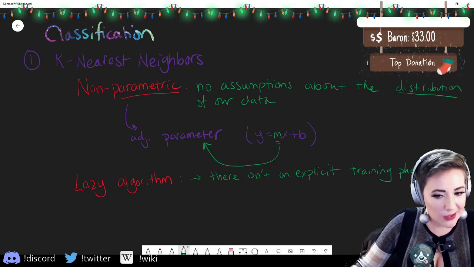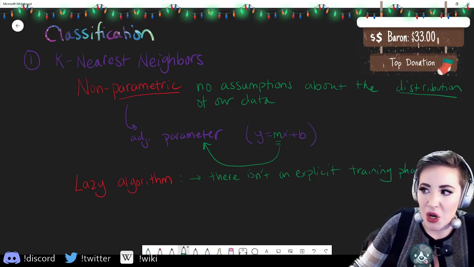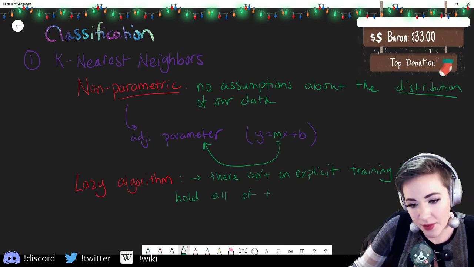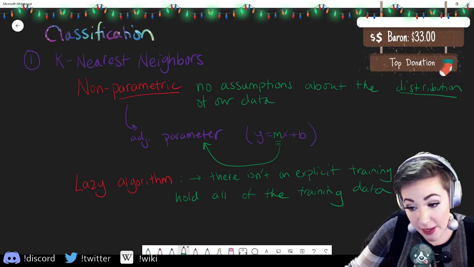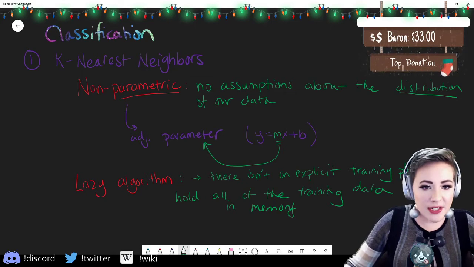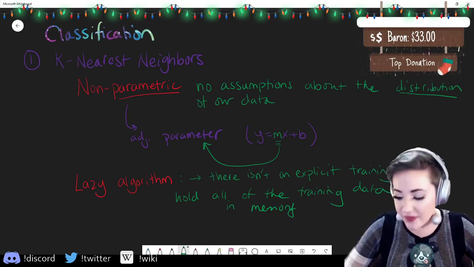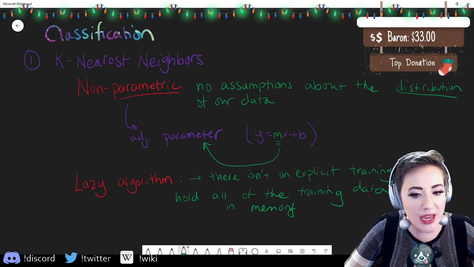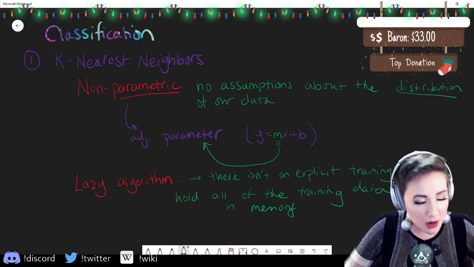So there's one kind of drawback here, right? Which is that because there is an explicit training phase, we have to hold all of the training data in memory. So what that means is that k-nearest neighbors can slow way down if our data sets get large. We have a computational inefficiency here. We run into memory problems and speed problems if our data set gets very, very, very large.